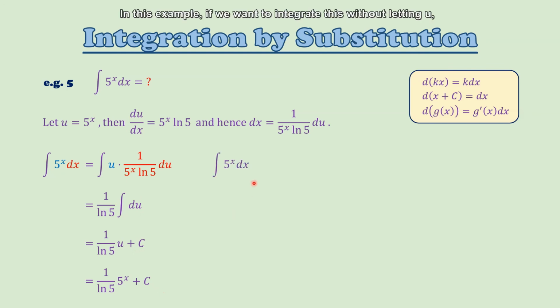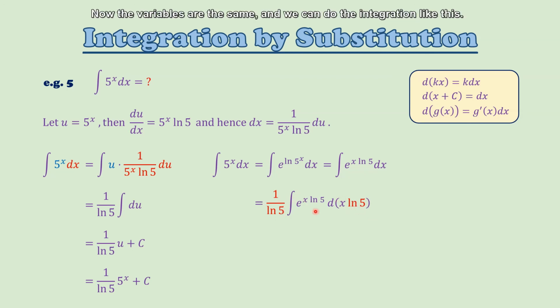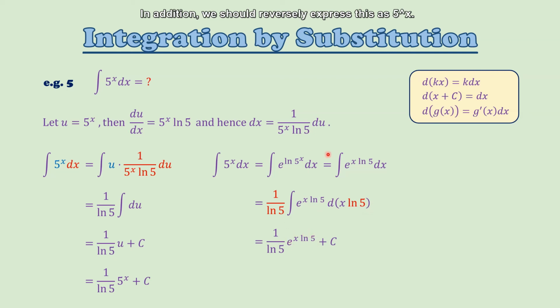In this example, if we want to integrate this without letting u, we should first of all express this exponential function in terms of base e. By the property of logarithm, log 5 to the power x is equal to x times log 5. Now in order to match these variables, we should multiply log 5 inside the differential, and then at the same time we should divide log 5. Now the variables are the same and we can do the integration like this. In addition, we should reversely express this as 5 to the power x.